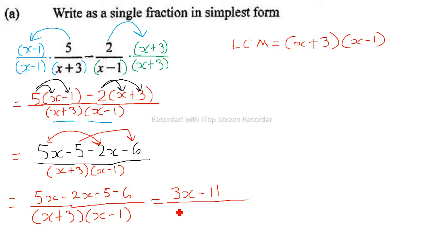So we continue going down, or you just go across? I've just gone across now, x plus 3 and x minus 1. Right, and this is the correct answer to the question.